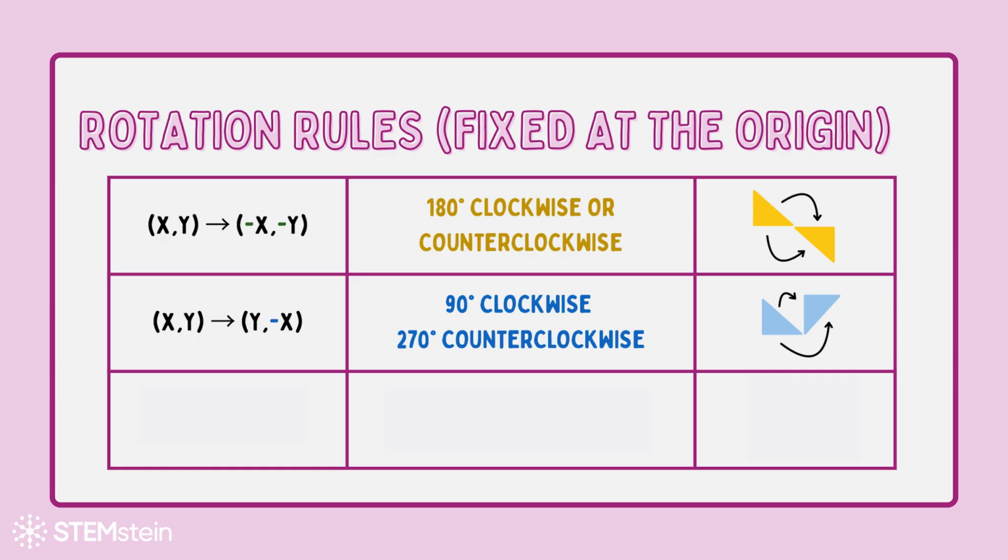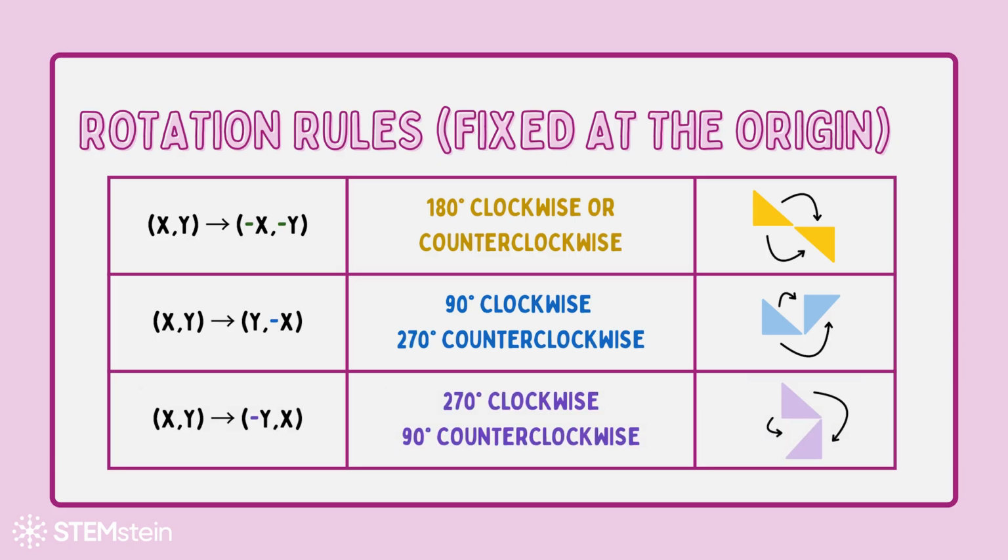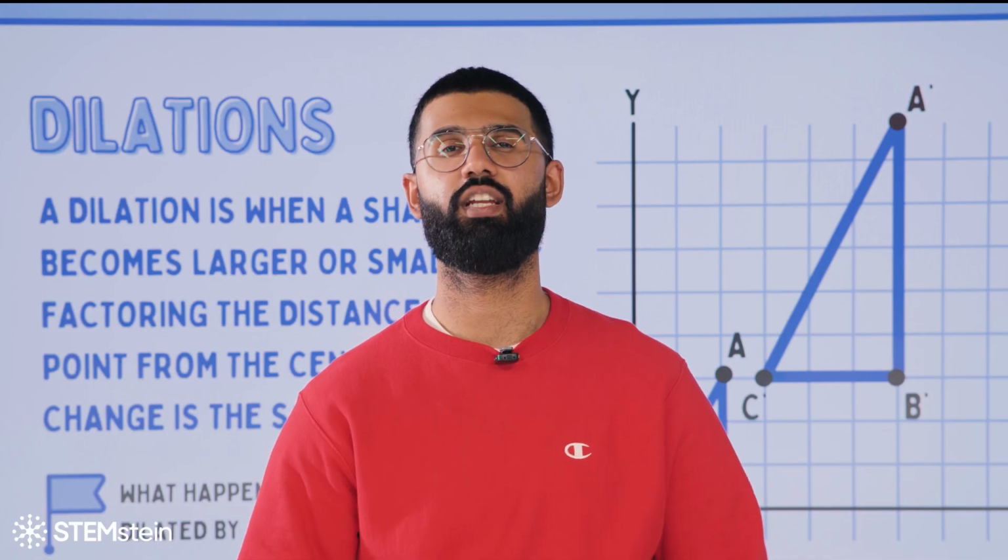For x, y, we're flipping the values and multiplying x by -1. So all our coordinates now end up as y and -x. For our third and final rule, when we rotate 270 degrees clockwise or 90 degrees counterclockwise, we again get the same result. For x, y, we flip the values and we multiply the y by -1 this time, ending up with -y and x. Our fourth transformation is our last.